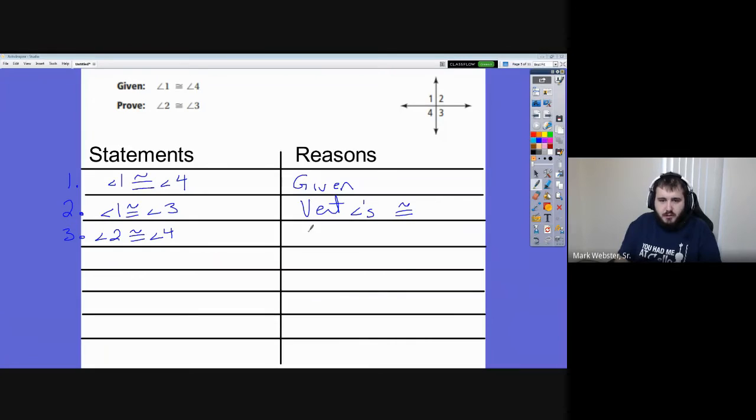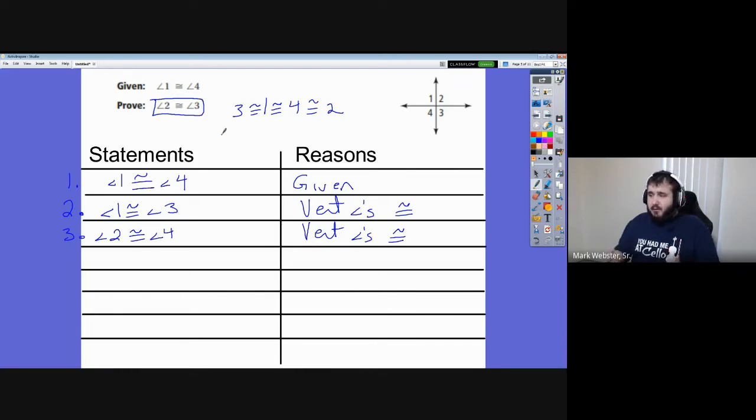For the same reason, right? Well, now, wait a minute. Hold on. Suddenly, I've got this whole big chain of angles that are congruent to each other that I can link together. My goal is to link together 2 and 3 and show that they're congruent. Let's see if I can do it. 1 is congruent to 4. Well, what's 1 also congruent to? It's also congruent to 3, right? What's 4 also congruent to? 4 is also congruent to 2.